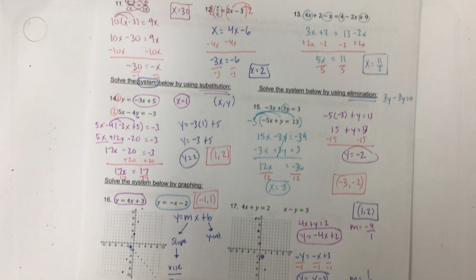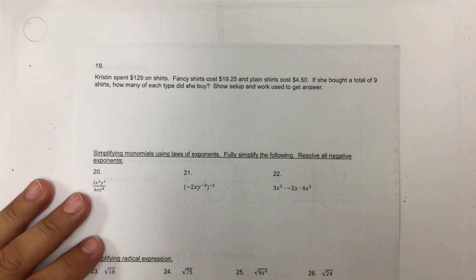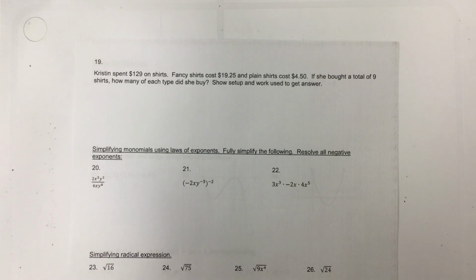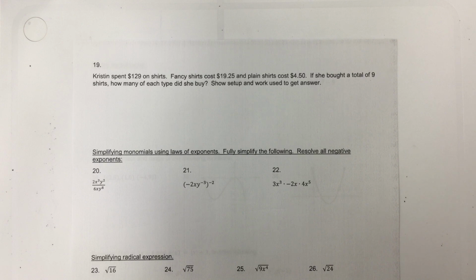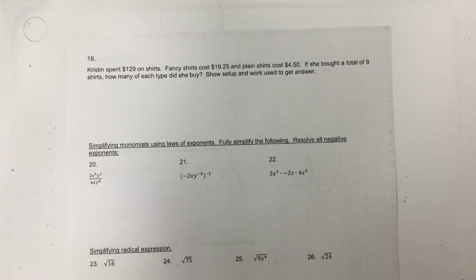All right, let's keep going. All right, for number 19, I'm going to set it up. Solving, I'm just going to work it through, so please pay attention. So Kristen spent $129 on shirts. Fancy shirts cost $19.25. Plain shirts cost $4.50. If she bought a total of 9 shirts, how many of each type did she buy? Show setup and work used to get answers.